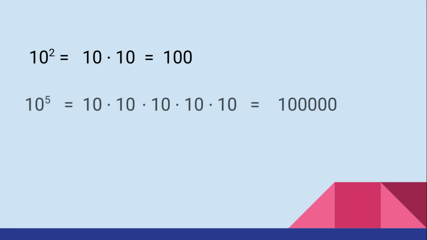The next one would be 10 to the 5th, which means that I'm going to multiply 10 5 times. So 10 times 10 times 10 times 10 times 10. And if you actually multiply it, it gives you 100,000.